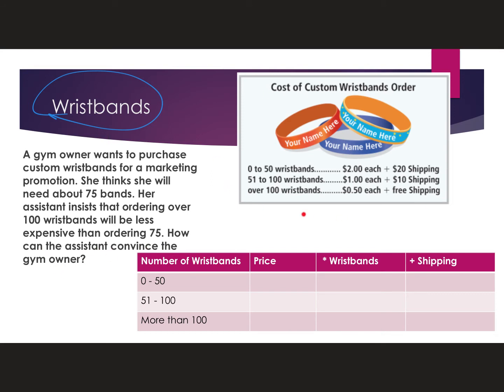You see over here our price list for our custom wristbands. So if we order 0 to 50, they're $2 each plus $20 shipping. If we order 51 to 100, they're $1 each with $10 shipping. If we order 100 wristbands, they are 50 cents each plus free shipping. So let's fill in this table. If I order 0 to 50, they are going to cost me $2 each. I have to multiply that times the number of wristbands, which I'm going to call x. And then my shipping is going to be $20.